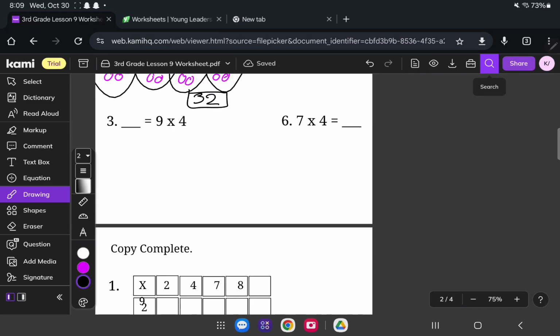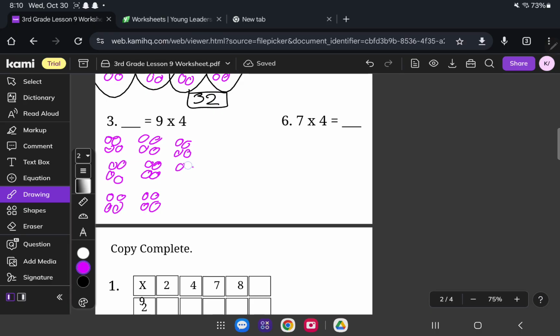Here we have 9 times 4, which is 9 groups of 4, which could be 1 group, 2 groups, 3 groups, 4 groups, 5 groups, 6 groups, 7 groups, 8 groups, and then 9 groups. And if we count it all out, we would get 36.